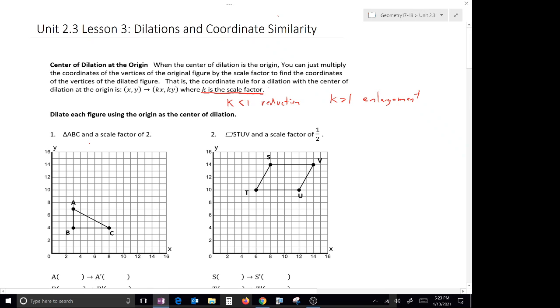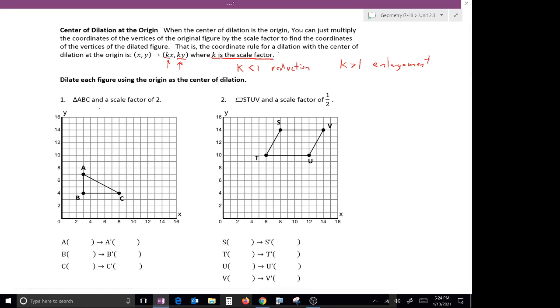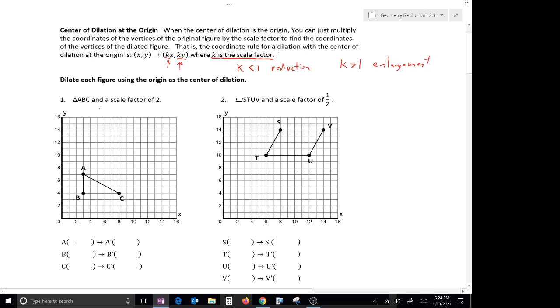Okay. The other thing that K, our scale factor, gives us is that if our center of dilation is the origin, our new coordinates are going to be given by multiplying our old coordinates by that scale factor. So for example, in number 1 here, we have triangle ABC is dilated by a scale factor of 2. So let's write down the original coordinates.